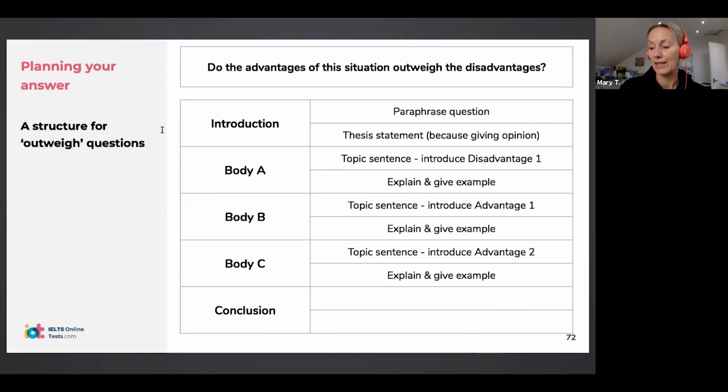Yeah, summarize, Mohammed, that's right. So you summarize the main ideas and then you restate your opinion. Okay, so you're just saying that again, but in a different way. So that's the structure for this type of question.